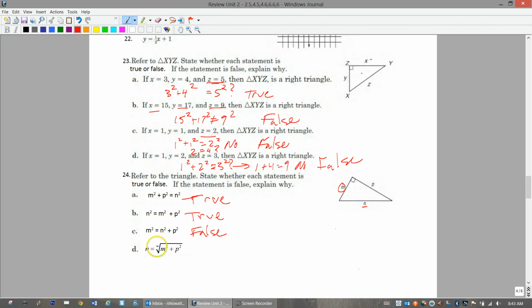And let's see if D is true. Well, okay, this is a little bit weird. It's kind of like B, right? But it's like B if we solve it for n, isn't it? So if we square root both sides, boom, we actually get right there. Well, that means that's true if m, p, and n are the measures of the right triangle.